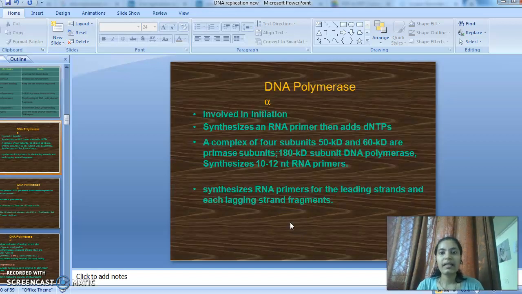So first is your DNA polymerase alpha, which is involved in the initiation process. It synthesizes the RNA primer. Now for the initiation, the two DNA strands get separated, and on the leading strand you have the RNA primer, to which the nucleotide bases are added.